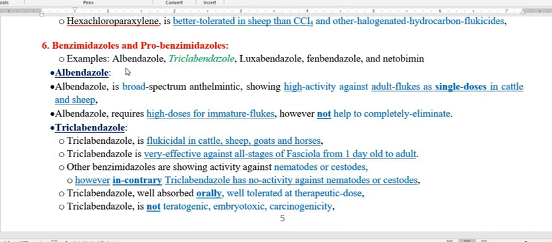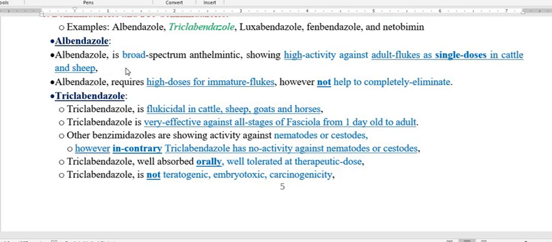The next group is the benzimidazoles and probenzimidazoles. Under the benzimidazoles, the drugs are albendazole, triclabendazole, luxabendazole, and fenbendazole, and the probenzimidazole is netobimine. We already know that netobimine is a prodrug that is converted into the active metabolite albendazole.